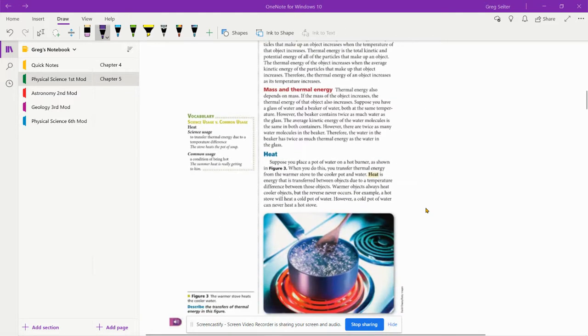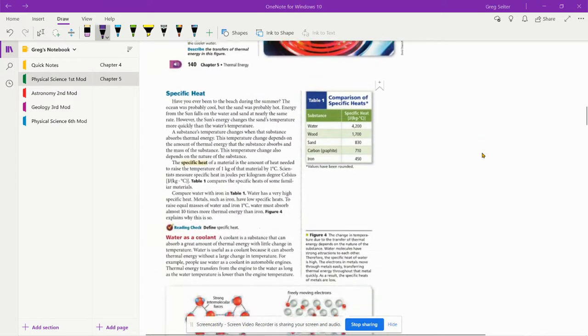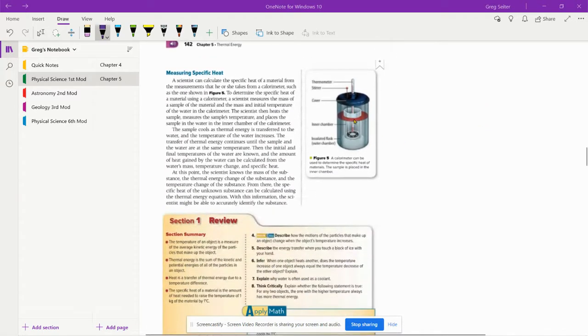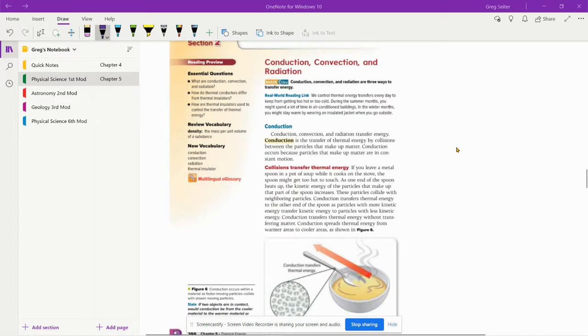All right. Remember, heat. Heat always flows from hot to cold. Heat is energy that is transferred between two objects due to temperature differences. It always moves from hot to cold. Warmer objects always heat cooler objects. All right. And then specific heat, that's how we raise the heat of an object, and we measure that with a calorimeter.